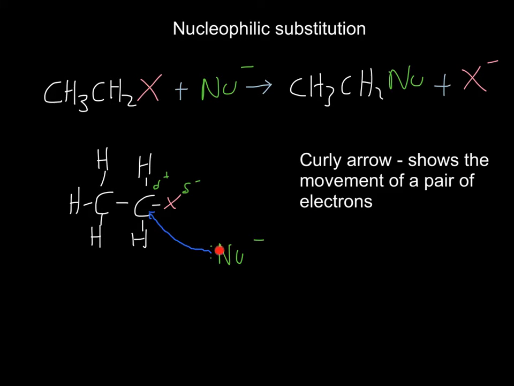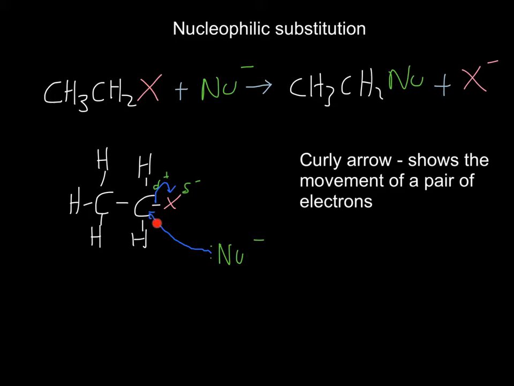Okay, so we've got this new covalent bond between the carbon and the nucleophile. So that means the carbon has now got 5 things that it's bonded to. It's bonded to the other carbon, 2 hydrogens, the halogen, and the nucleophile. It's bonded to 5 things. Now, carbon can't be bonded to 5 things, so one of these bonds is going to have to break. The one that breaks is the carbon-halogen bond.